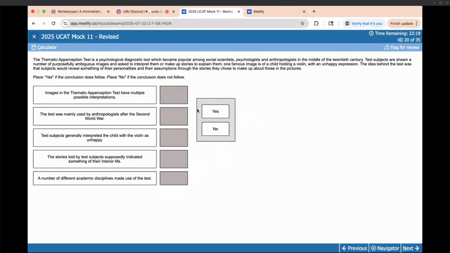Agent octave. Yes, that's true. It doesn't say whether it's more popular among these specifically. So no, that's true. Interior life, that's true. There is some dependent the assumption through. So yes.